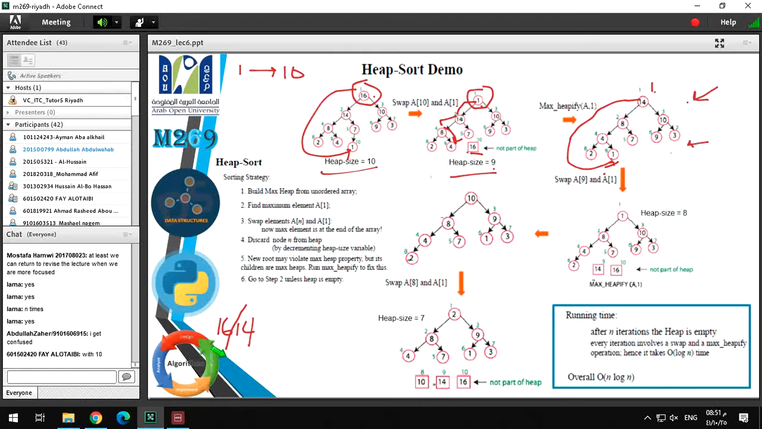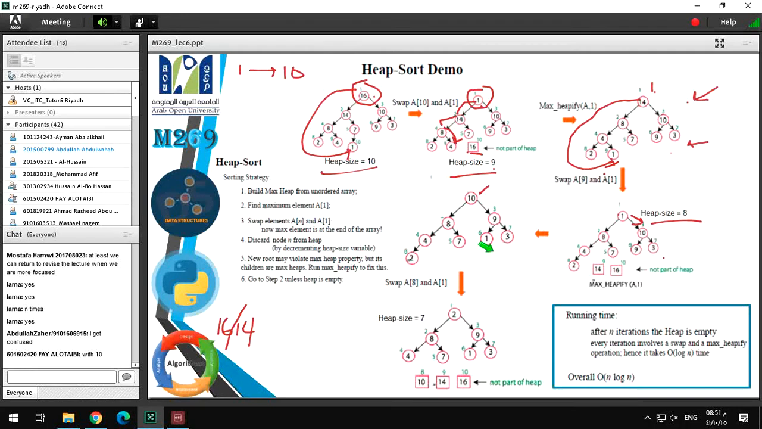Now the size of the new heap is what? It is 8. So it has 8 elements. Again, max-heapify A1. So 1 will go in this direction now, right? To the 10 here, because 10 is bigger. So 10 will be here, 1 will be here.